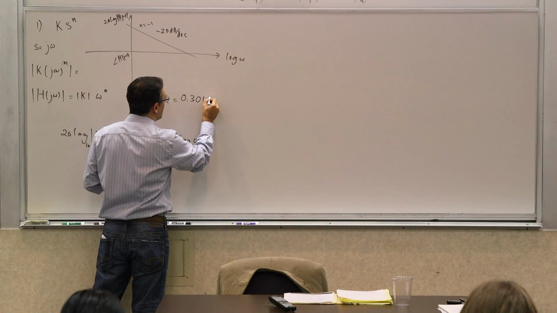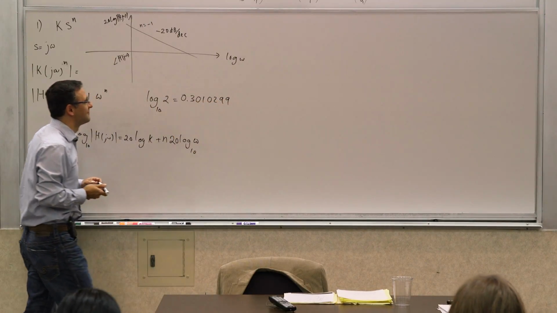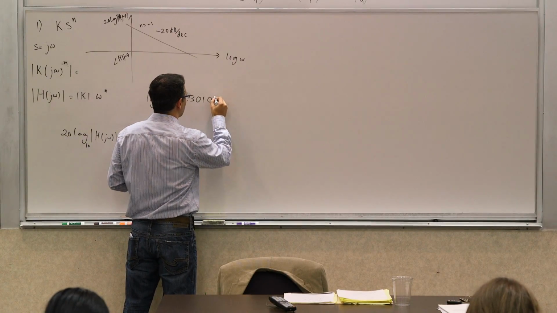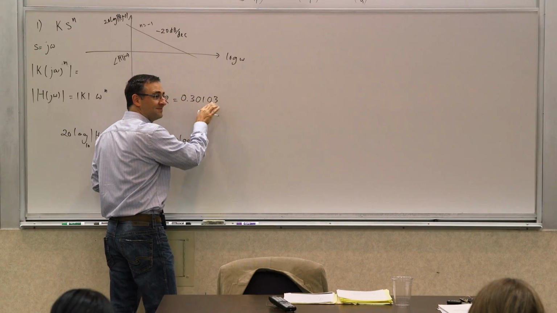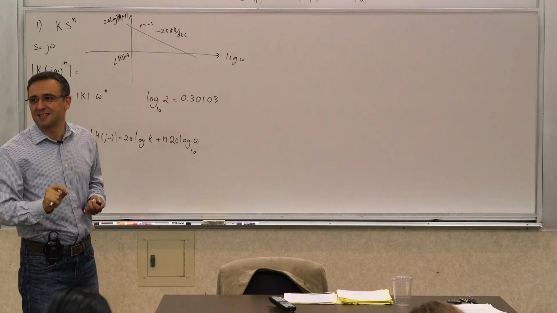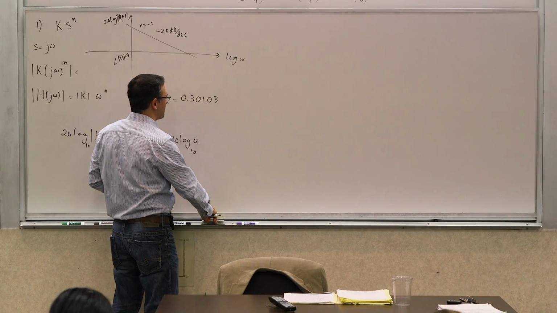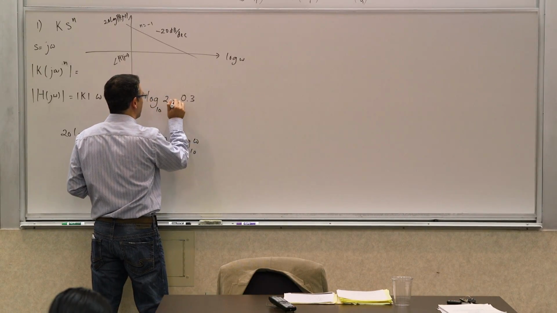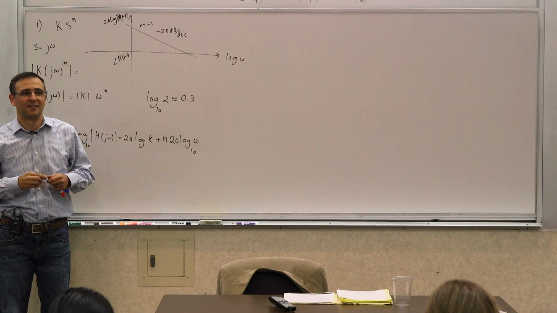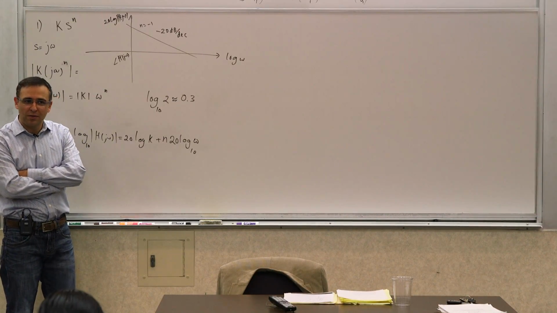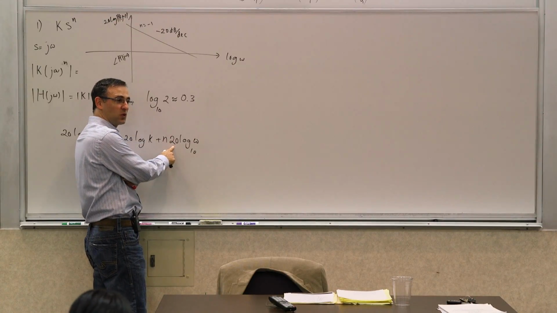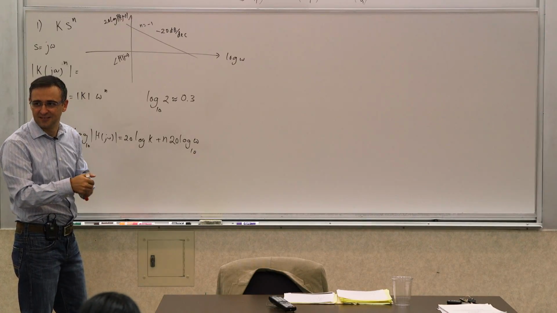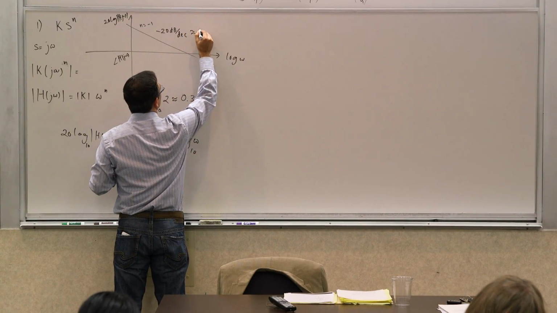It's 0.3010299. Not that it's useful, but it's easy to remember because it's almost 0.3010, a palindrome, and then a little bit less than that. The rest of it is useless, so for all intents and purposes, it's 0.3. When you get 0.3, you multiply by 20 times 0.3. That's how you get the 6. So this is equivalent to 6 dBs.